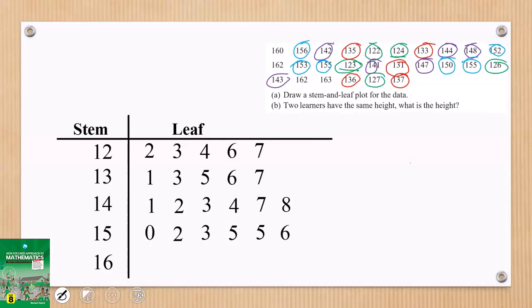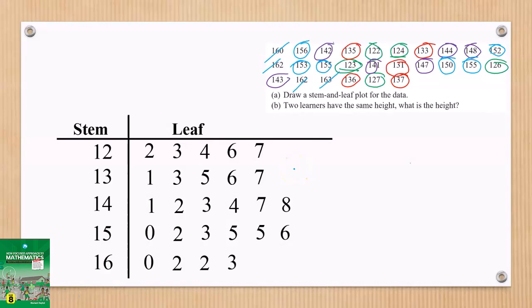Then we go to the last one, which is 16. So 160. So there will be 0 starting, and then we go to 162, and it appears twice. 162 appears twice, then 163. Okay, so then we are done with that.